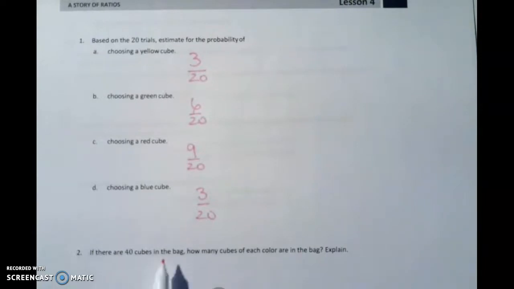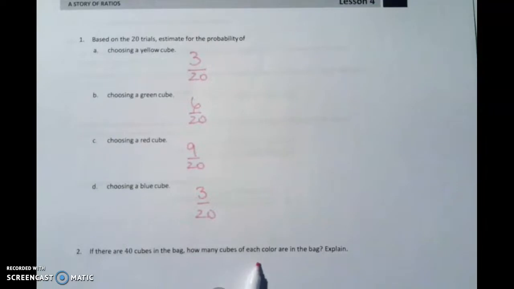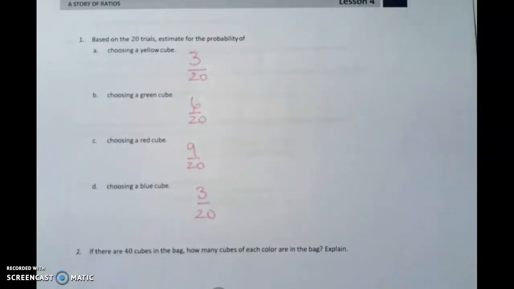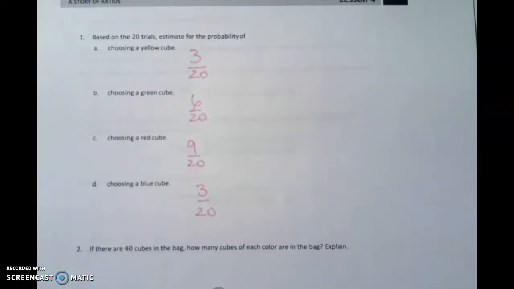Now, if there were 40 cubes in the bag, how many cubes of each color are in the bag? So, how would we go about doing that? We did our trial 20 times, so what would we do to determine if there were 40 cubes, how many of each color there would be? So to determine that, what I'm going to do is switch colors, and I'm going to think about this. Okay, what if there were 40?